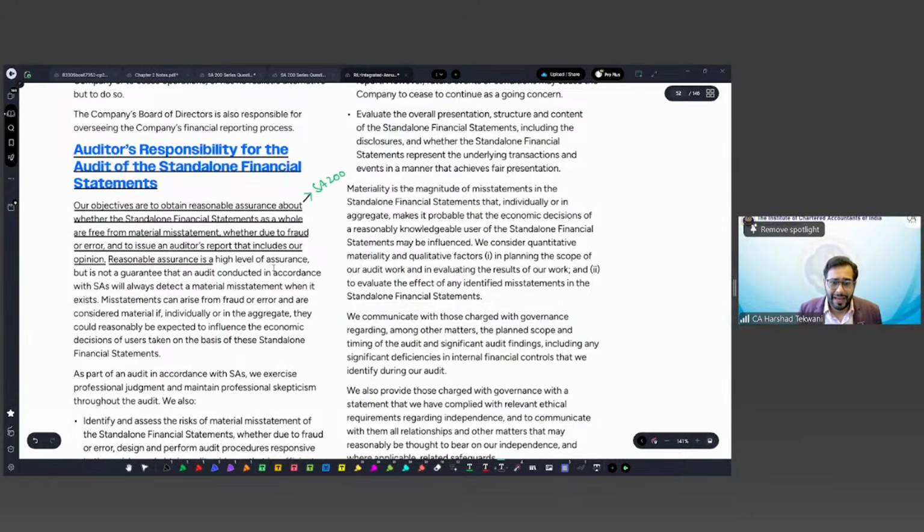Reasonable assurance is a high level of assurance, but it is not a guarantee that an audit conducted with SAs will always detect a material misstatement when it exists. Material misstatement can arise from fraud or error, materially, individually, and these are the normal sentences. We will, as of now, leave it.